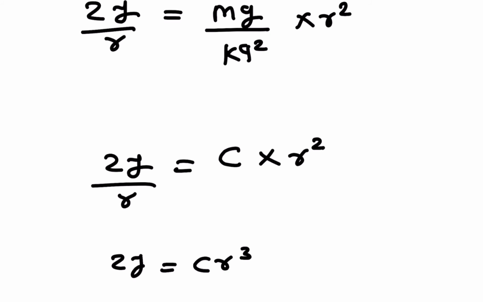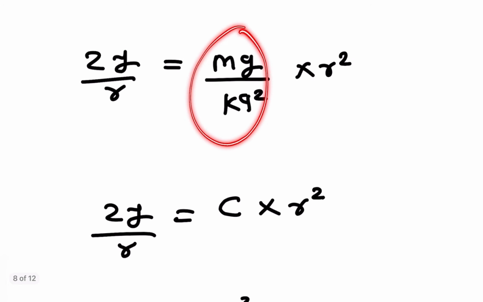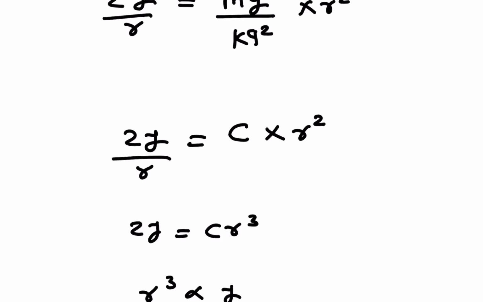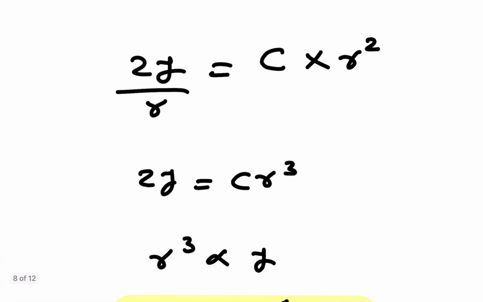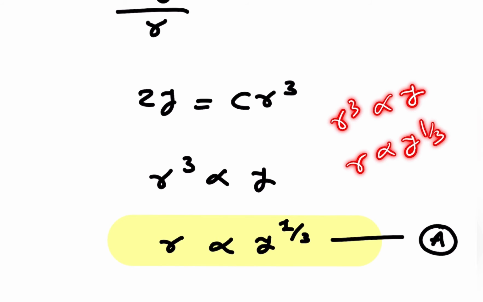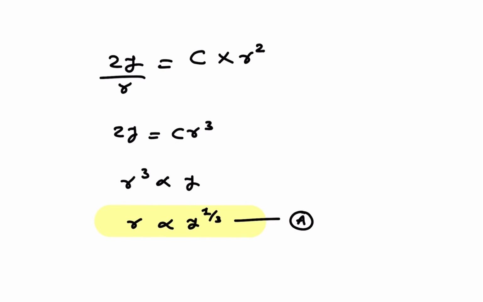So 2y by r is equal to, taking mg by k q square as a constant c, in place of mg by k q square we put here c into r square. So 2y is equal to c into r cube, so r cube is proportional to y, so r is proportional to y to the power 1/3, that is equation number A.